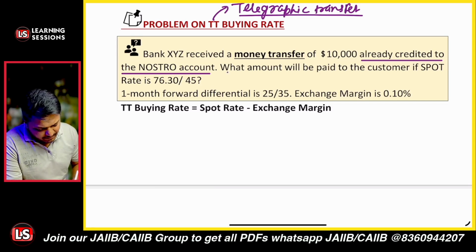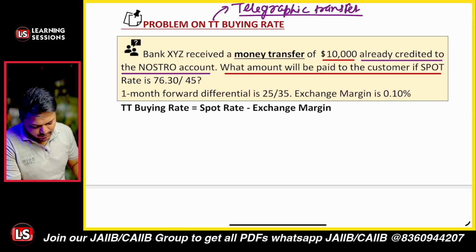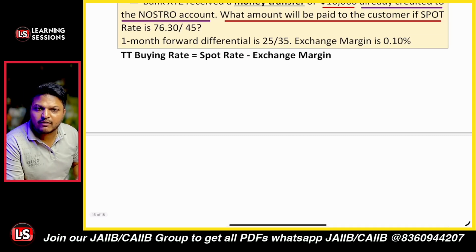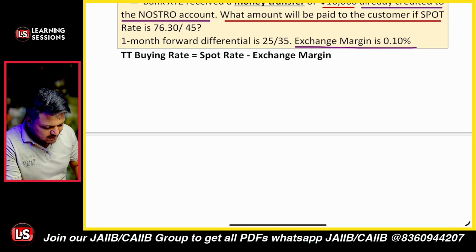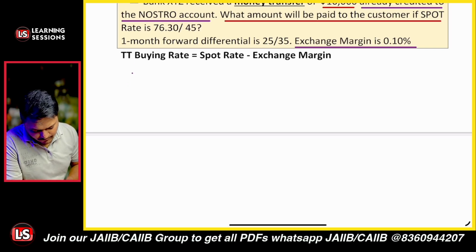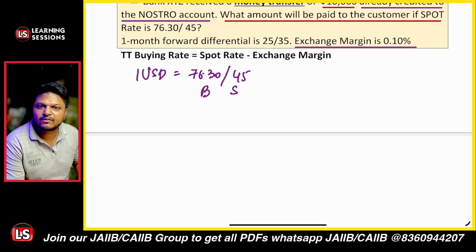So what amount will be paid to the customer? It means this particular amount which is already credited in the Nostro account basically belongs to some customer. So what amount will be paid to the customer? If the spot rate is given to be 76.30/45, 1 month forward differential is given, exchange margin is given, right? So here's a new factor, exchange margin is given. I'll tell you what to do with it. So first of all, 1 USD is equal to 76.30/45. So this is the buying rate, this is the selling rate, right?